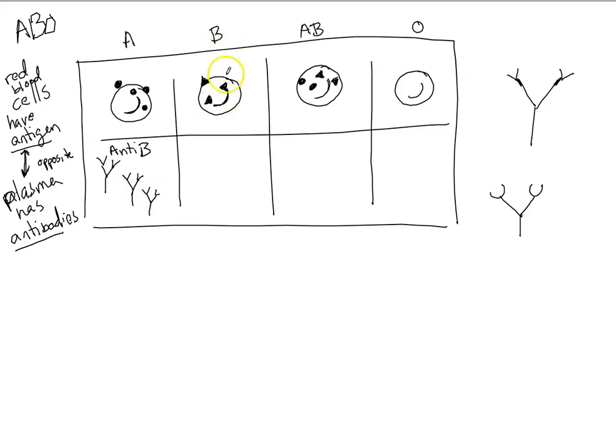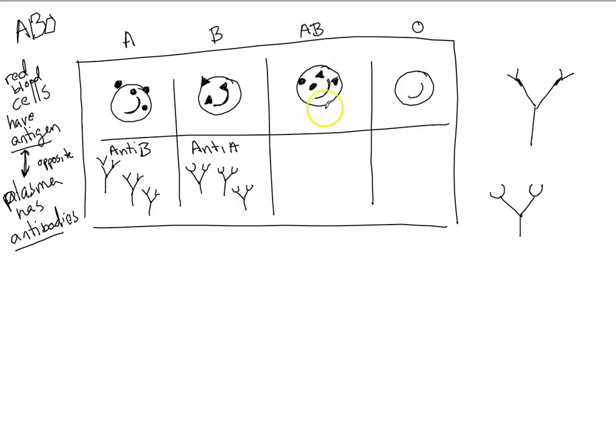We'll keep going with this trend. If you have the B-type surface antigen, you don't want the anti-B antibody, you want the anti-A antibody. So you're going to have antibodies that look like this. The variable region will receive the A-type antigen. They will fit like puzzle pieces.